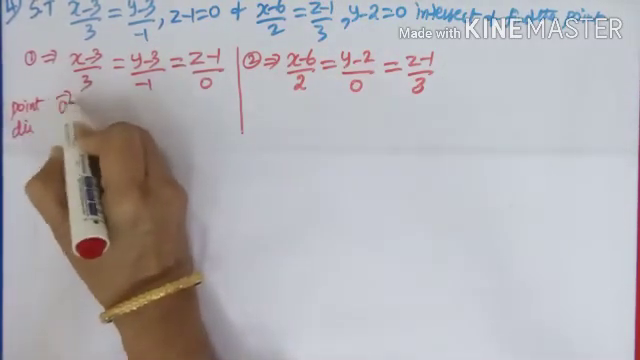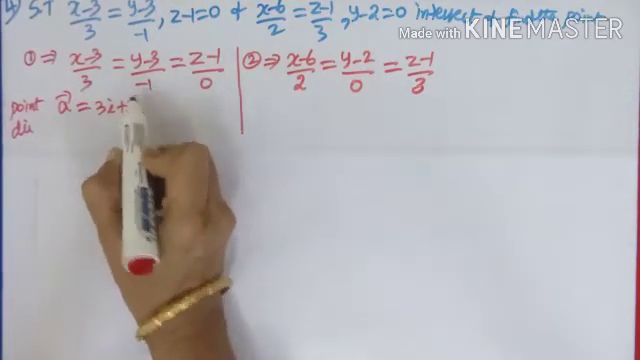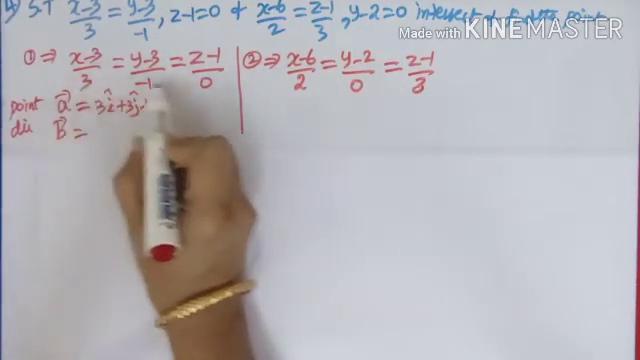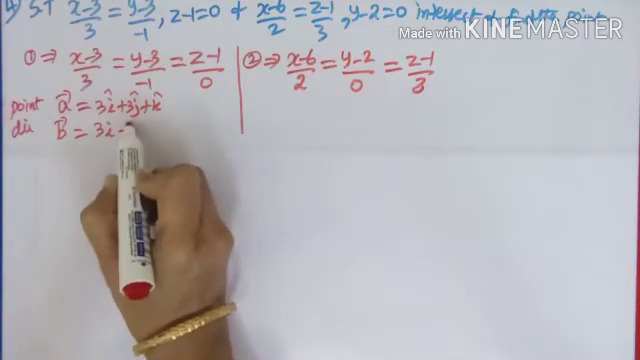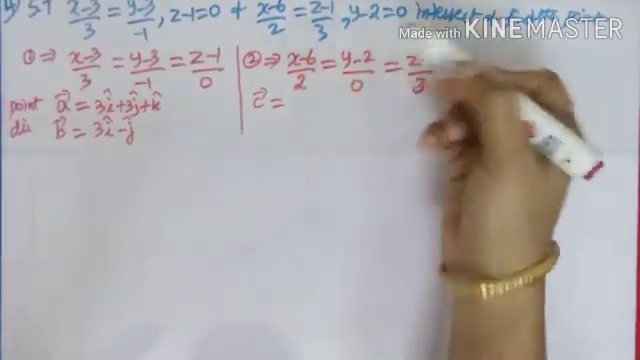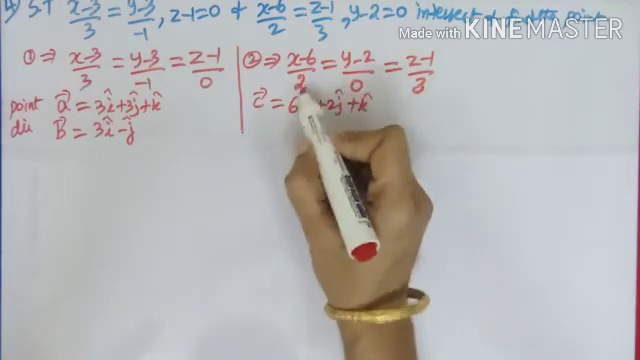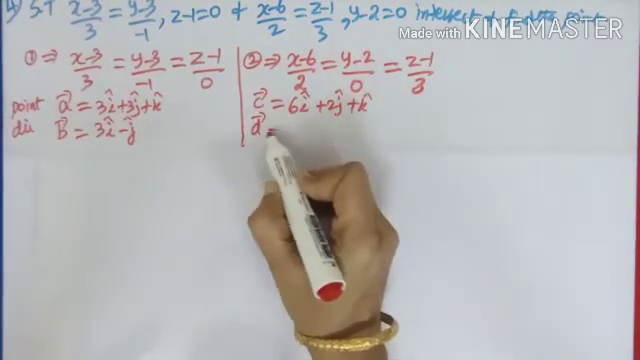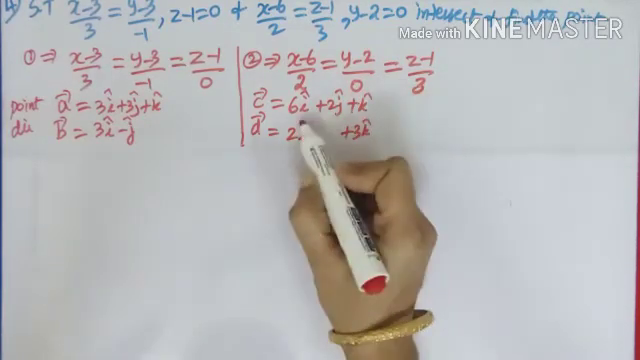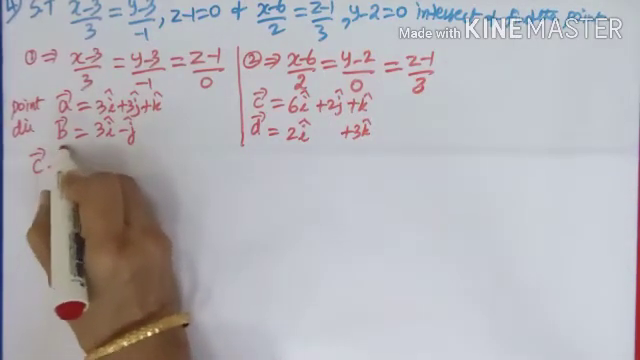So A represents the point. Changing the symbol, it is 3i plus 3j plus k. B is the direction in the denominator, 3i minus j. Similarly, here the point is in the numerator, change the symbol, 6i plus 2j plus k. And the denominator, the direction, 2i, 0j, you forget, plus 3k. Having got C, A, B, D, find out C minus A.